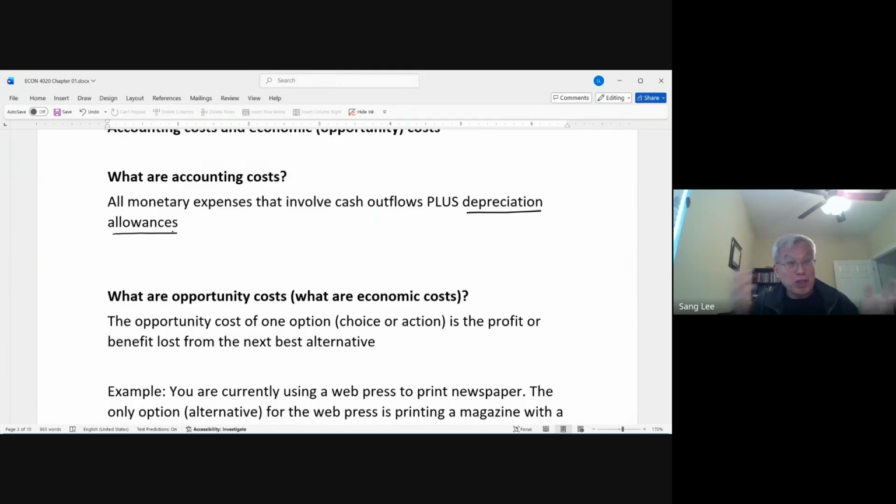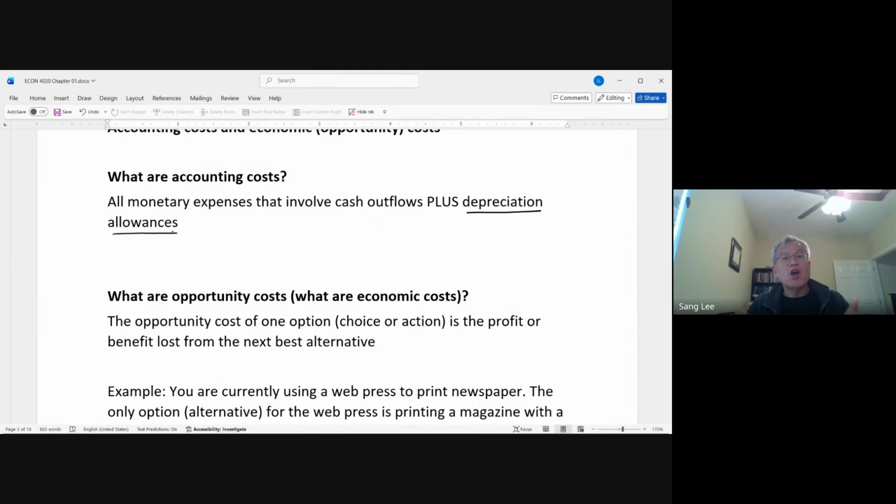Okay. So over 10 years, the truck is still in good condition, but your CPA will say, well, we assumed your truck has lost 10% of its value every year. So at the end of 10 years, the truck has $0 value in the book. Okay. So that's what we call the depreciation allowance. But other than that, unless you actually spend the money, you are not incurring accounting cost.